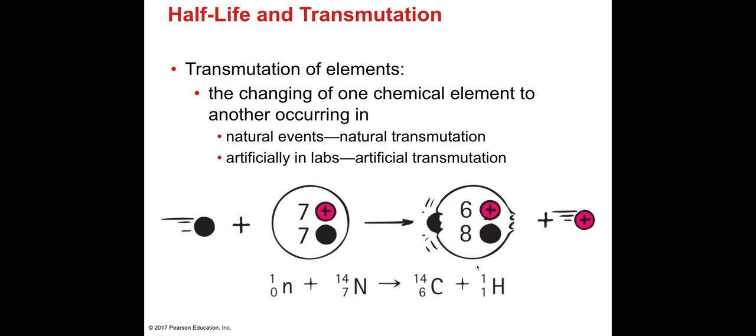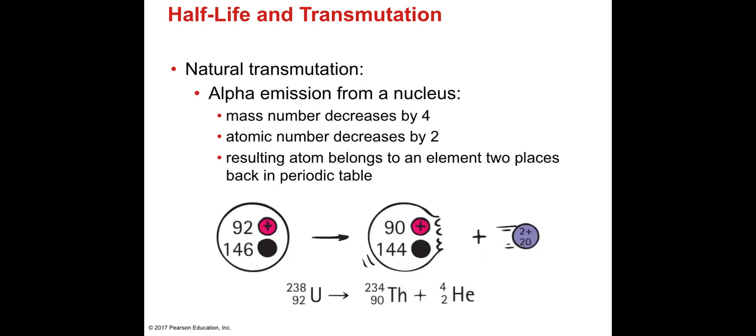So this is an equation that represents what? Transmutation. You can have a nitrogen atom that will absorb one neutron, and when it does that, this is going to cause the nitrogen to break down, changing into carbon and hydrogen. How amazing can that be? Natural transmutation, for example, can occur when you have a uranium atom changing into thorium and releasing helium.